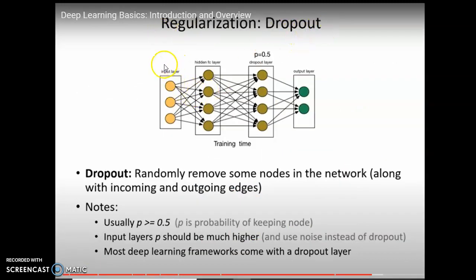Regularization, dropout: input layer, hidden layer, dropout layer with p equal to 0.5 at training time, and the output layer. In the dropout layer, randomly remove some nodes in the network along with their incoming and outgoing edges. Usually p is greater than or equal to 0.5, where p is the probability of keeping a node. For input layers, p should be much higher, and use noise instead of dropout. Most deep learning frameworks come with a dropout layer.